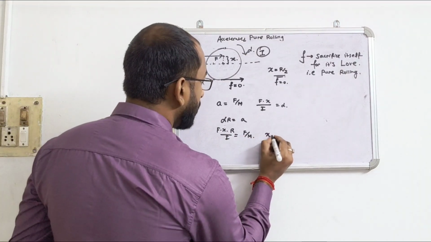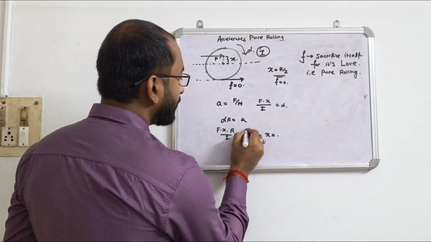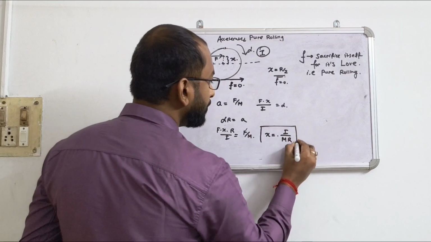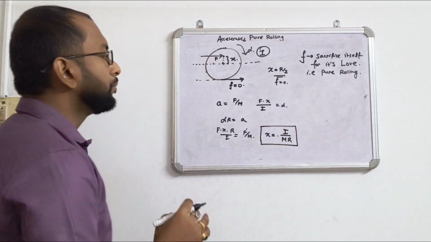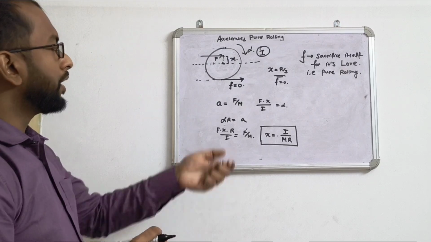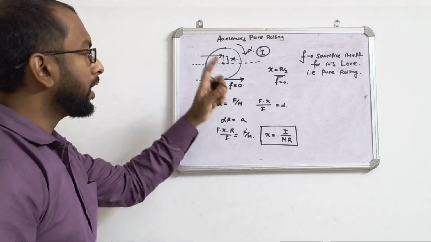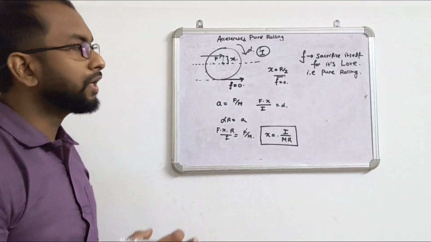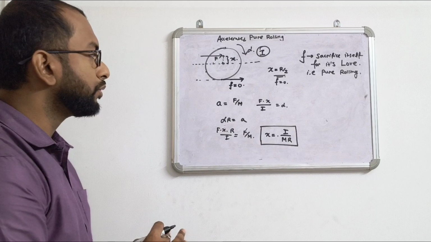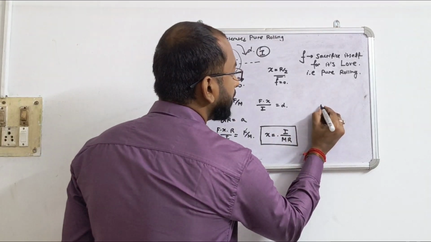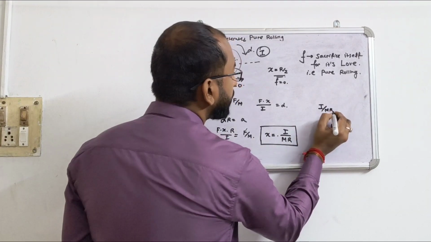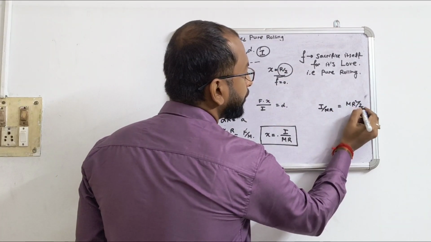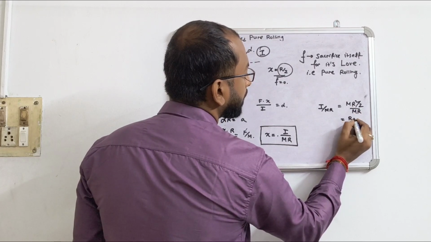So we are getting the value of x, F will get cancelled, x equals I by m r. So this is a very important point: if I apply my force above the center at I by m r distance, the friction will adjust itself and ultimately become 0. So in the case of the disk, what is this value I by m r? That we have already discussed, it is r by 2.